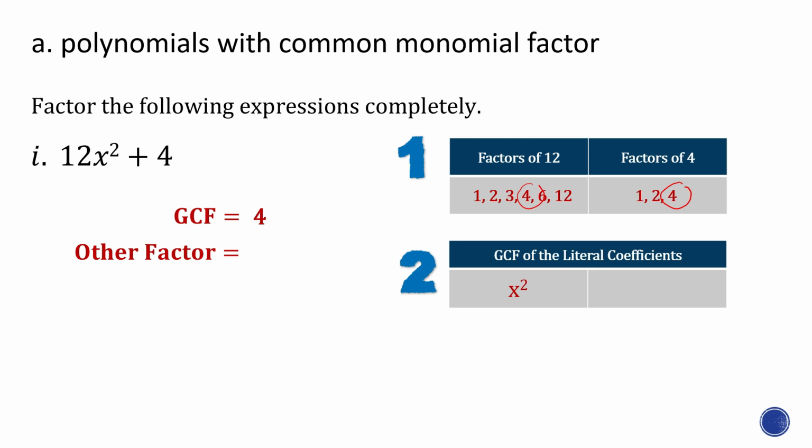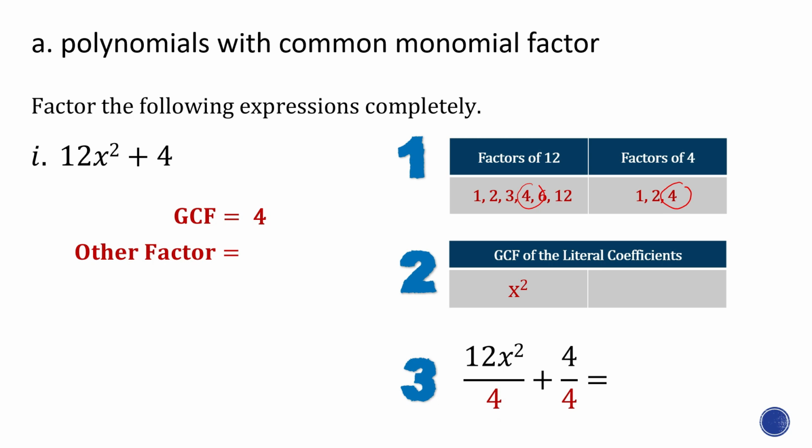All right, let's go to the second step, which is find the factor of the literal coefficients. Now here we only have one variable, which is x squared. So there's no need for us to find the factor of the literal coefficients because we only have x squared. So we will move on to the third step, and the third step is we need to find the other factor. To find the other factor, we need to divide the given polynomial, 12x squared plus 4, by the GCF. That is the procedure to find the other factor.